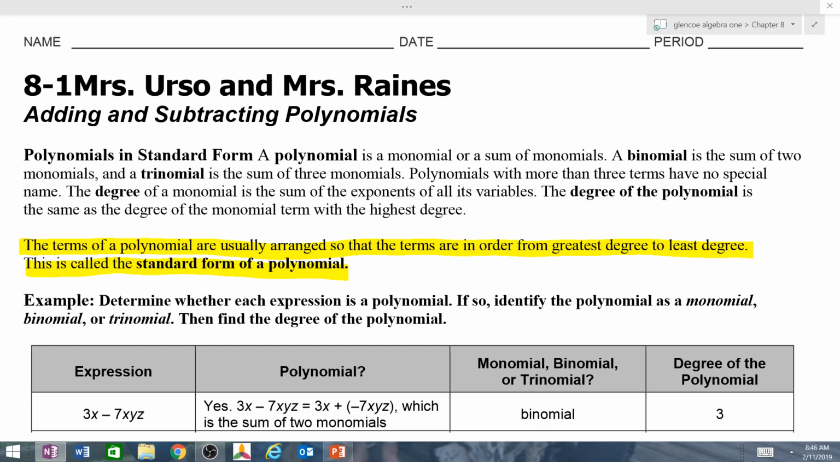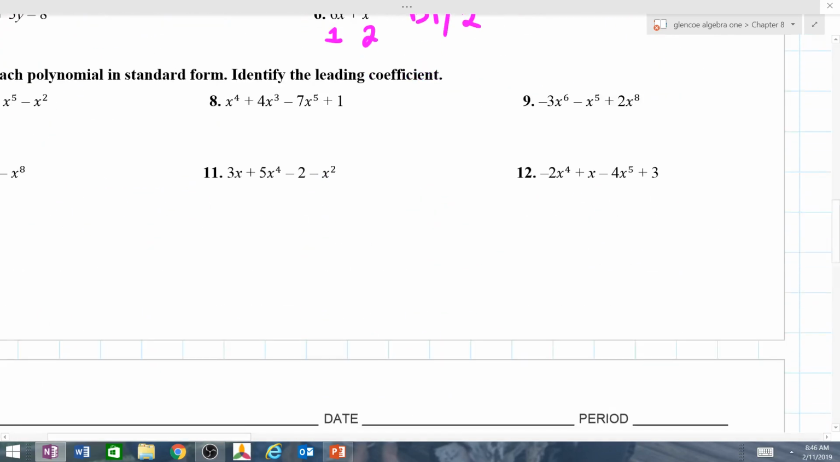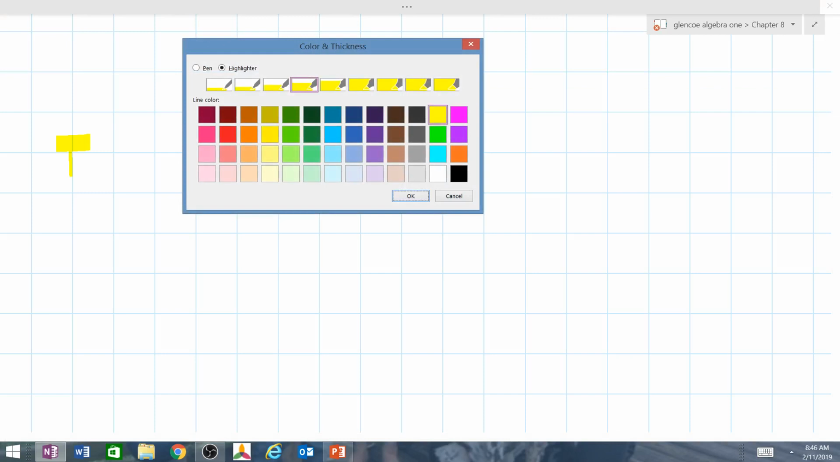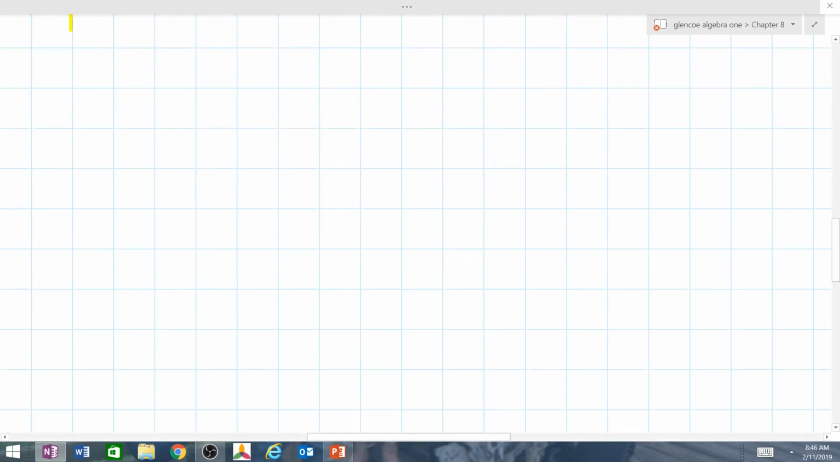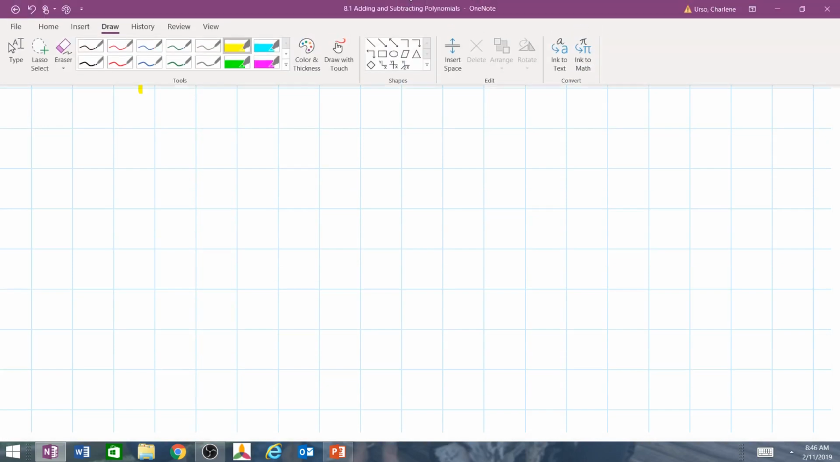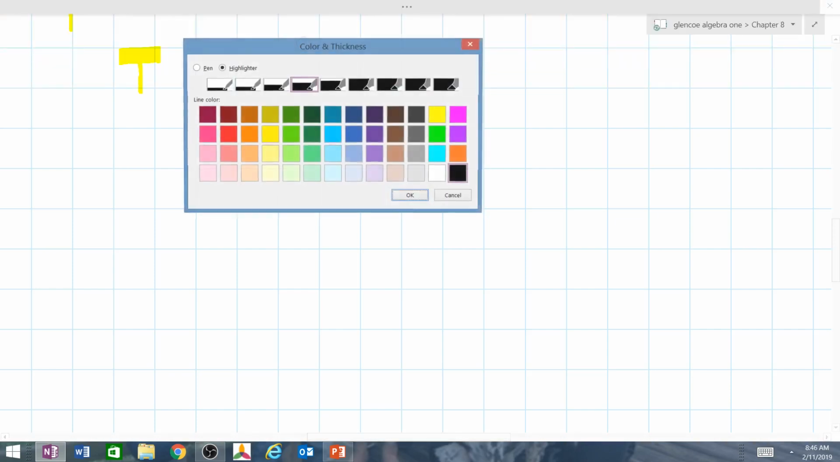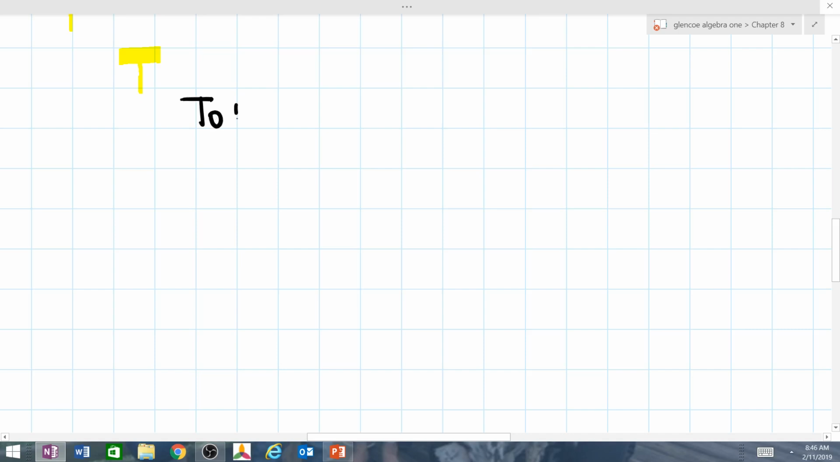So let's go ahead and take a look at a couple of these just so you have an idea of what's going on. So we'll use one of the examples here that they've given us. Okay. And we'll get rid of the highlighter and go back to a pen, I think. So here we go. And maybe not. And maybe not again. There we go. And I'll abbreviate polynomial as poly in standard form.